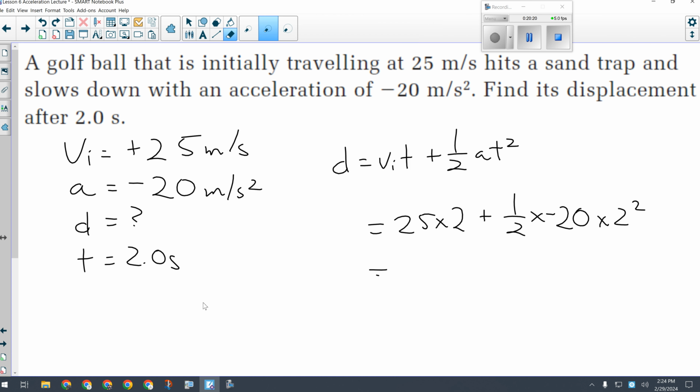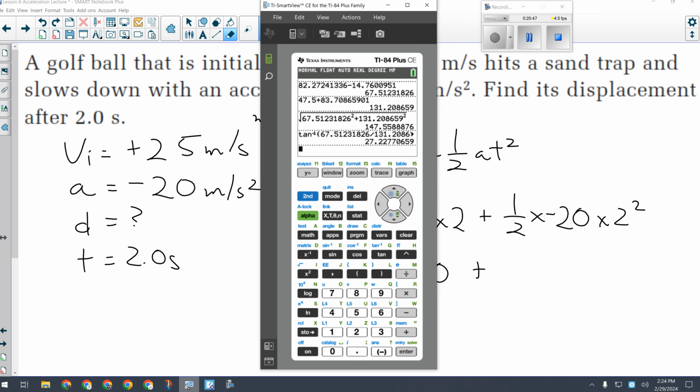Okay, so the thing to remember about this formula here, guys, we talked about this the other day. If I'm looking at a velocity versus time graph of an object that is accelerating, essentially the first part's calculating the rectangle, the second part's calculating the triangle. Right, so we got 25 times 2, so that's going to be 50, plus 1/2, so 50 plus 0.5 times negative 20 times 2 squared.